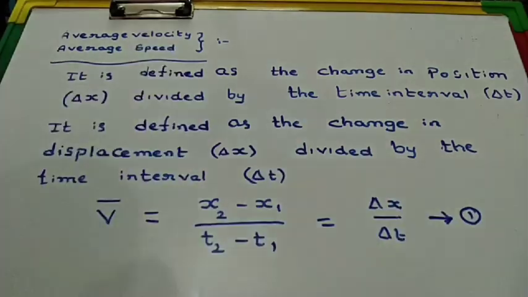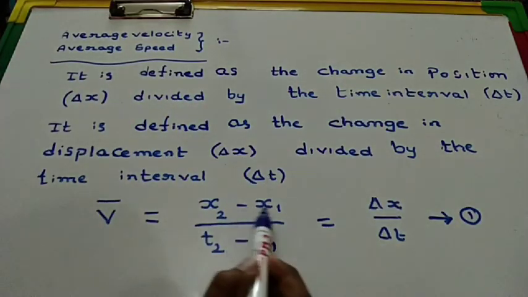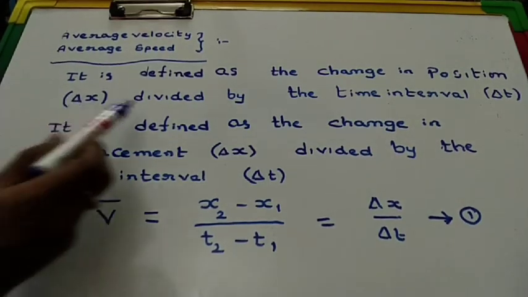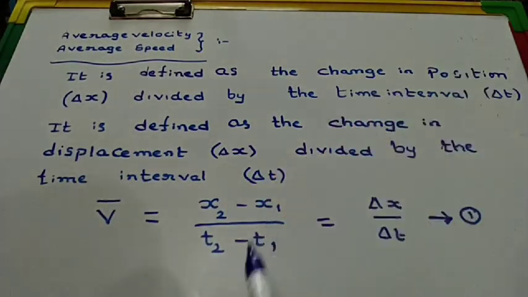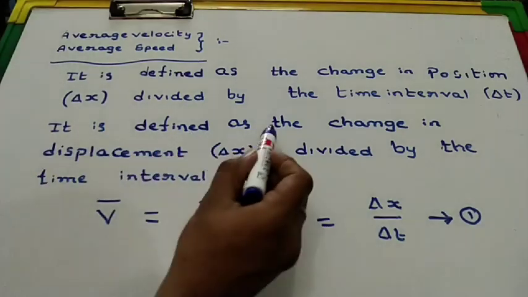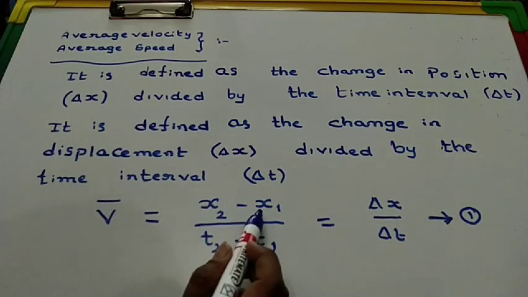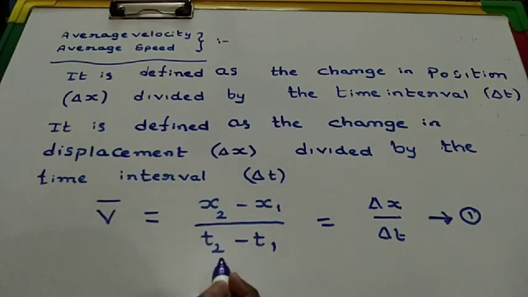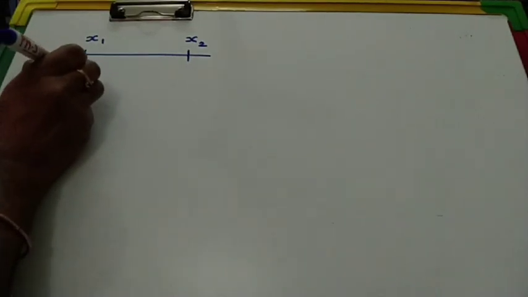Once again I am repeating. It is defined as the change in position, delta x, divided by the time interval, delta t. It is defined as the change in displacement, x2 minus x1, divided by the time interval, delta t, and is called average velocity. Now take here x1, take a straight line on that one. Consider position x2. The time is t1. At the position x2, the time is t2.